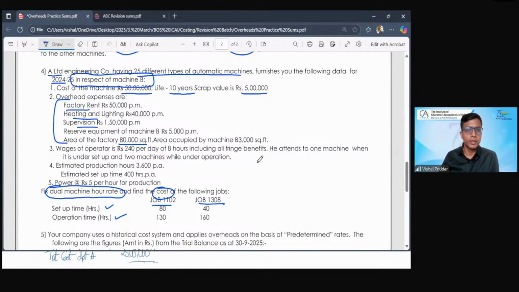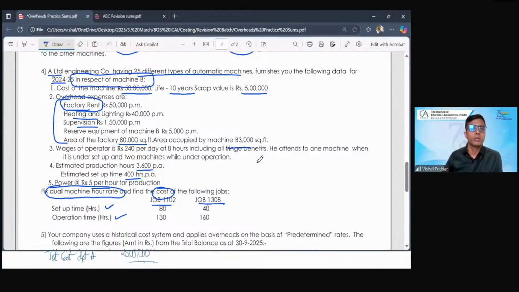So the area of the factory is given, and the area occupied by the machine is given. Then operator details are given. Estimated production hours are 3,600 and setup is 400. And the power cost is given. So in all this data, factory rent is the one which is given as common for the entire department.